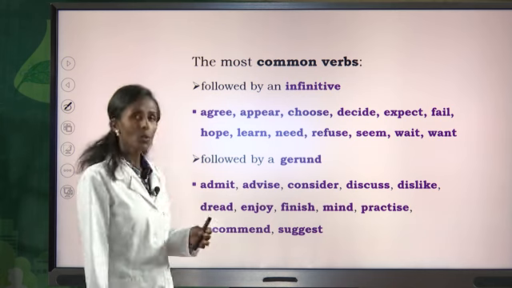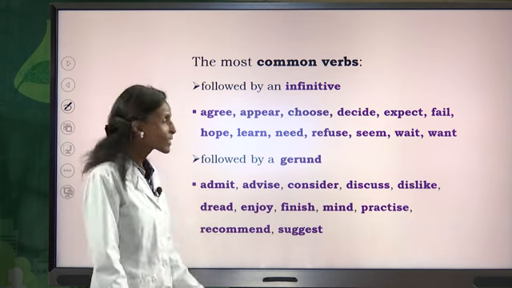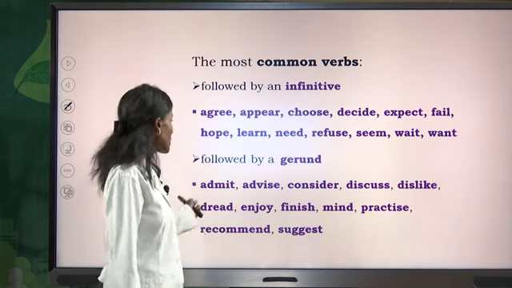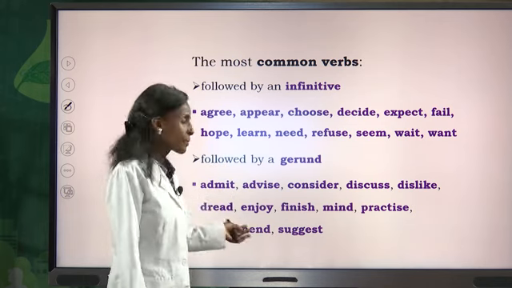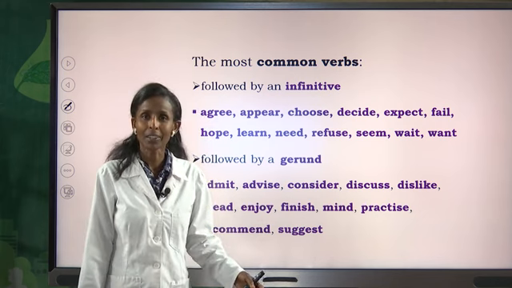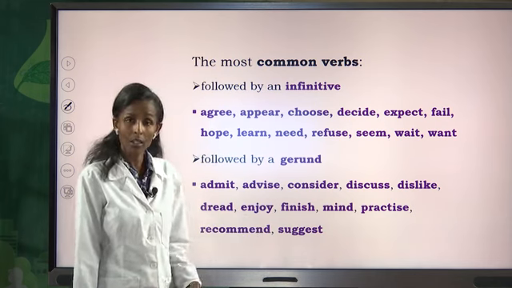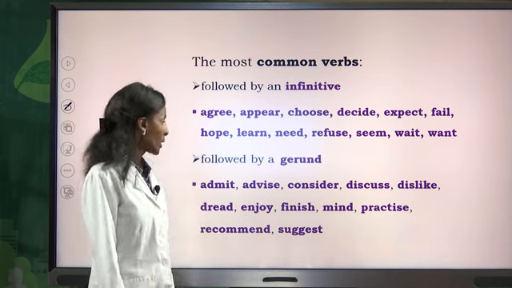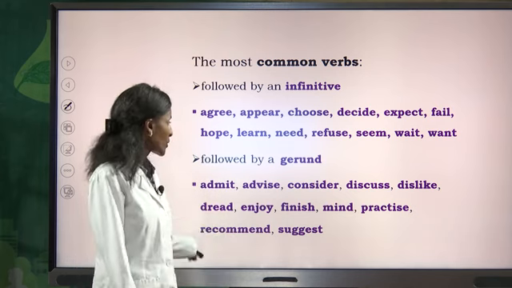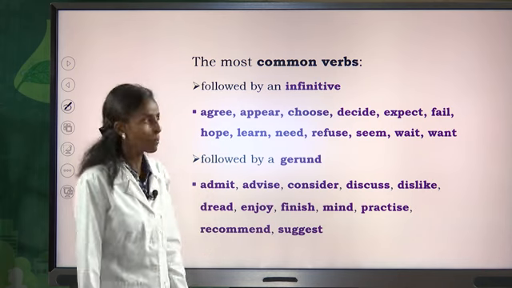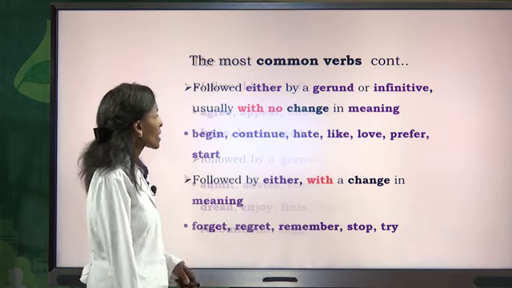The other category of verbs are verbs which are followed by what? A gerund, always, okay? Not infinitive, but a gerund, okay? The verb plus ing, present participle, that means used as noun, remember. Here we have admit, for example, okay? The thief admits, for example, stealing the money. You see, it needs to have a gerund. Advise, the same. Consider, discuss, dislike, enjoy, finish, mind, practice. You have recommend and suggest. All these verbs are always followed by a gerund, okay? Because that is the verb pattern. When we have two verbs in a sentence, we have the second one as gerund.